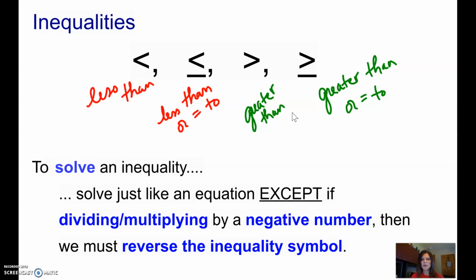We are going to be working on solving linear inequalities. And in this case, we are going to use all the same techniques that we have used to solve regular linear equations. There's one exception though, and that is when we divide or multiply, mostly divide, by a negative number, we will flip that inequality symbol. Okay, we reverse it. That's the only thing we have to remember. Everything else is just like solving equations.